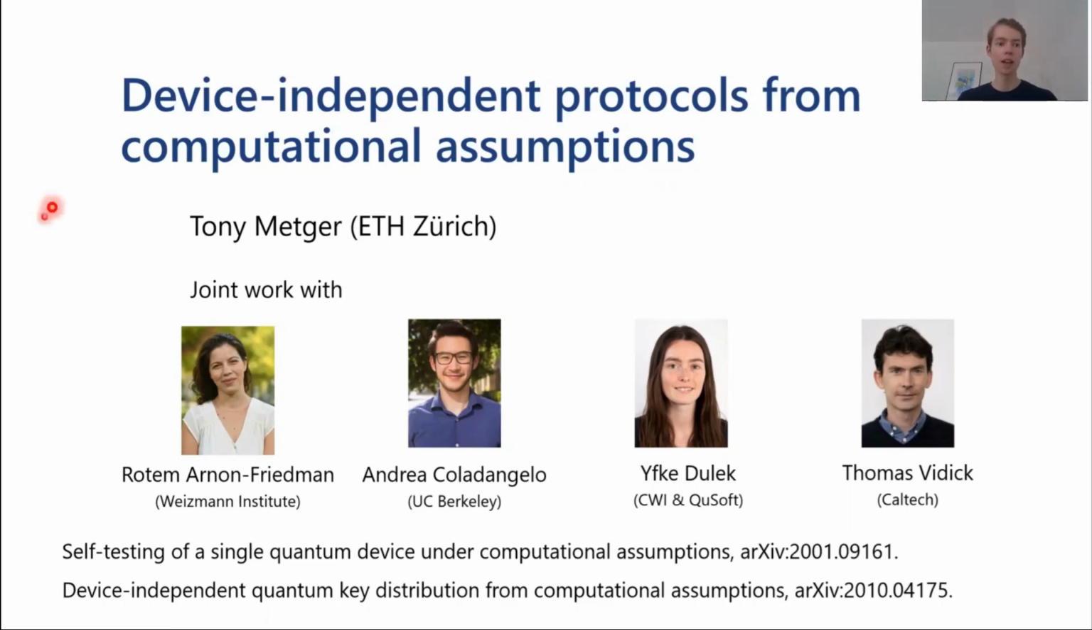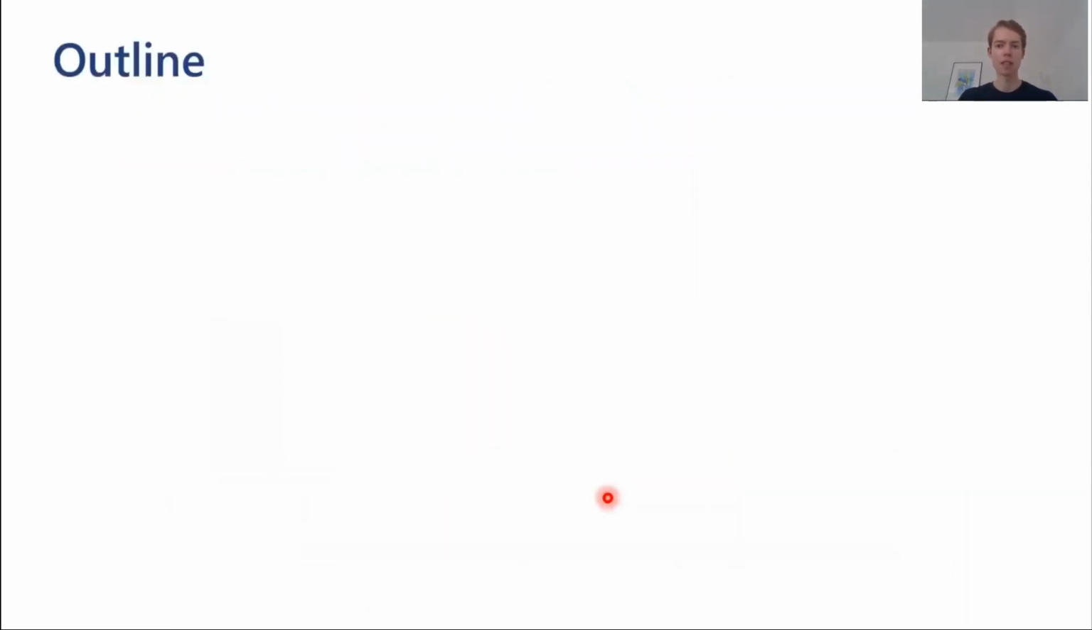I'll talk about how to build device-independent protocols from computational assumptions. And really this is referring to two protocols. One is for self-testing, and this is joint work with Thomas Vidick. And one is for device-independent quantum key distribution, and this is joint work with Rotem Arnon-Friedman, Andrea Coladangelo, and Yfke Dulek.